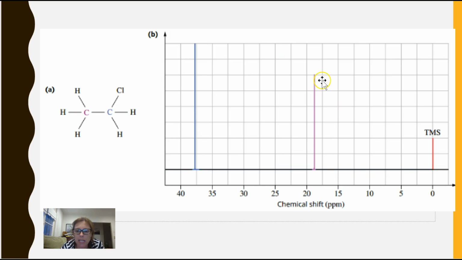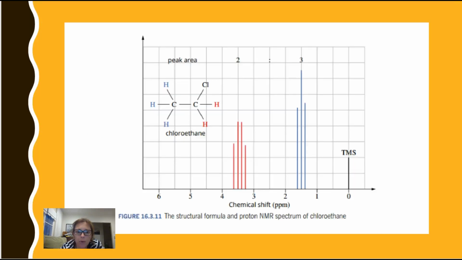And we can see that here where we have our TMS over here at 0, so it's our benchmark. We have one of our carbon environments here, which corresponds to this one, the methyl group. And then we have this one here, which corresponds to the ethyl, the 2 hydrogen group there with the chlorine on the side. So let's look at the proton NMR for this one.